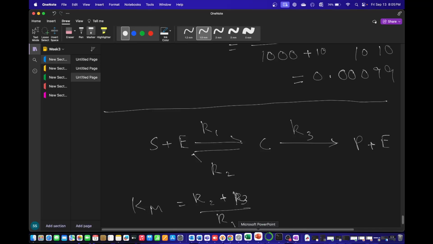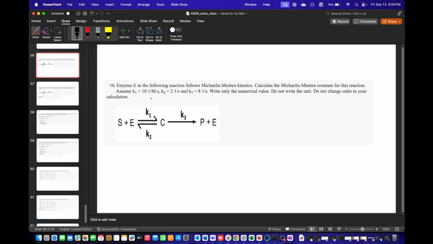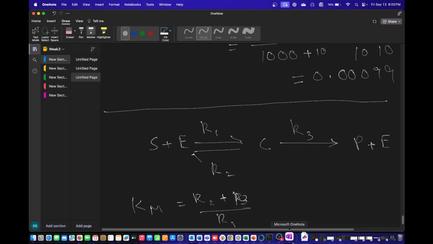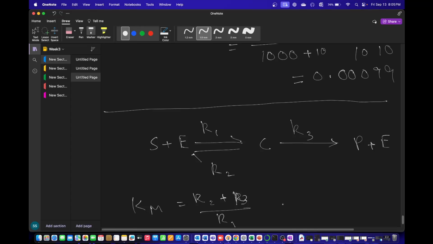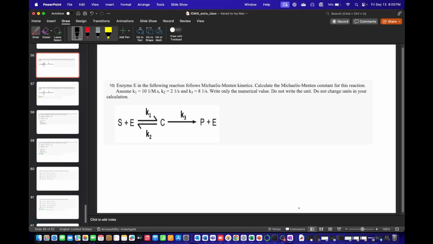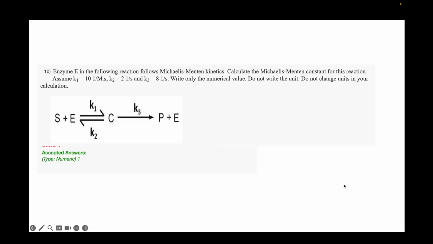Now all k1, k2, k3 values are given. So k1 is 10, k2 is 2 and k3 is 8, and k1 is 10. So this is basically 1. Just a simple formula, nothing else. Okay, the answer is 1.